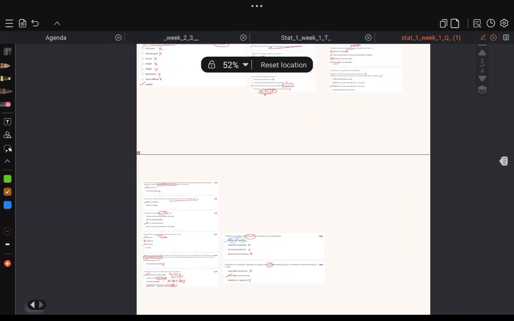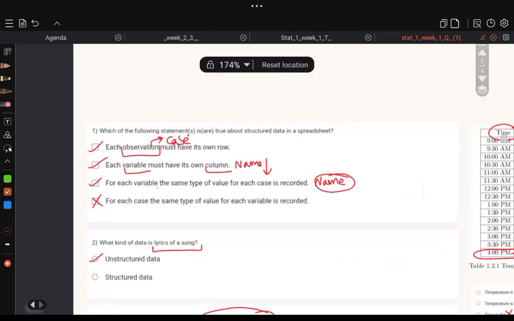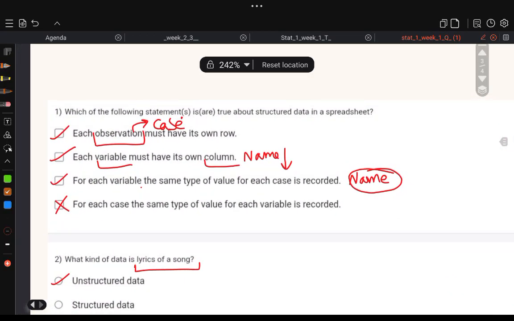Oh, there is another one, another page. So let's have a look at this quickly. The first one is about the structure of data in a spreadsheet. Each observation must have its own row. Observation is nothing but a case. Yes, we saw that each case has its own row and each variable has its own column. So it is right. Each variable must have its own column. Also right. For each variable of the same type, values of cases are recorded.